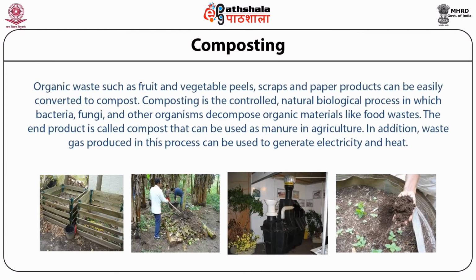Organic waste, such as fruit and vegetable peels, scraps, and paper products, can be easily converted to compost, as you can see on the screen. Composting is the controlled, natural, biological process in which bacteria, fungi, and other organisms decompose organic materials like food waste. The end product is called compost that can be used as manure in agriculture. In addition, waste gas produced in this process can be used to generate electricity and heat.